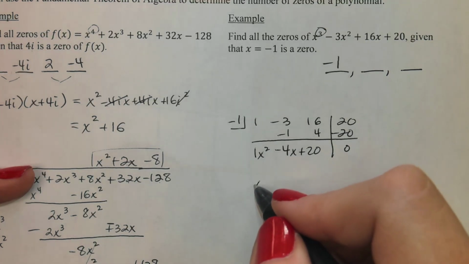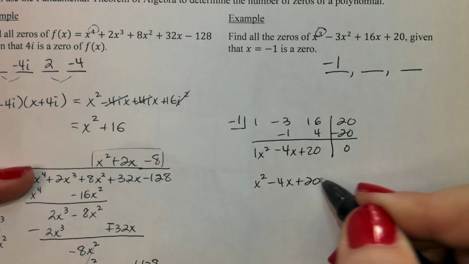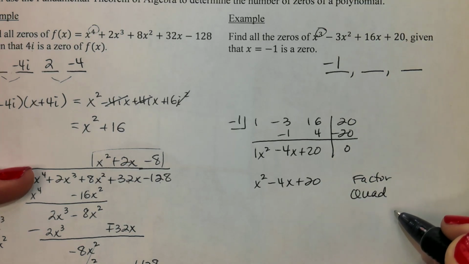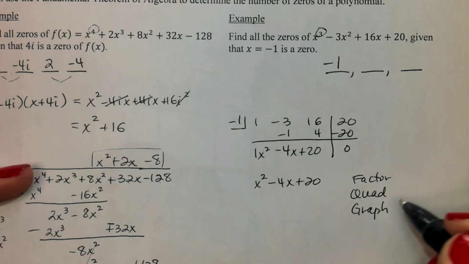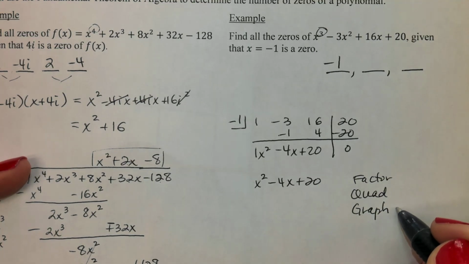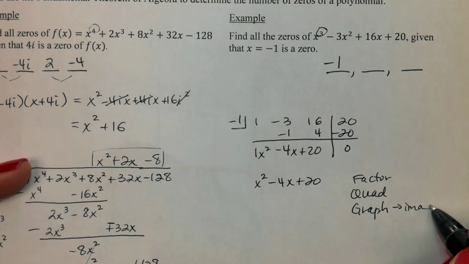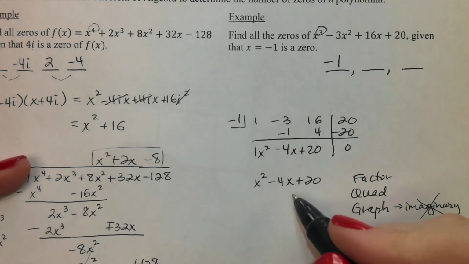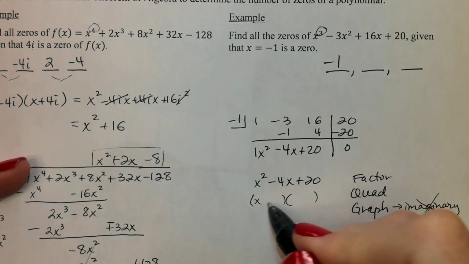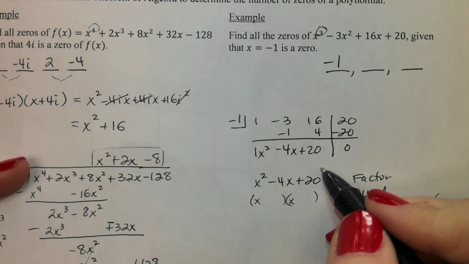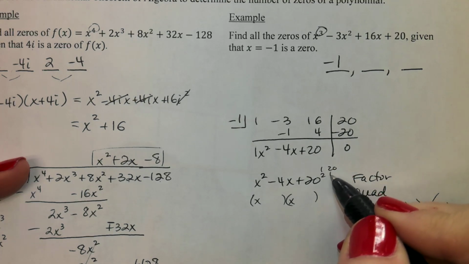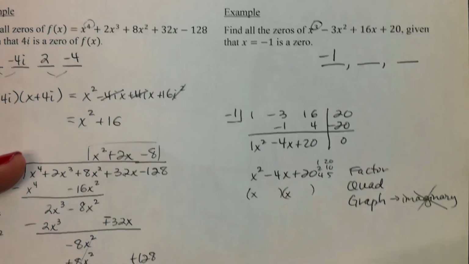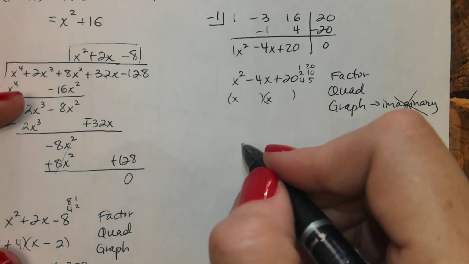I have the same 3 options. So I'm going to attempt to factor this. If that doesn't work, we can use the quadratic formula, or we could graph it to find our x-intercepts. Graphing is super tricky if you're looking for the imaginary ones. Your calculator can't do that; it can only do real. So I'm going to attempt to factor this one. I'd still have an x and an x. 20 could be 1 and 20, 2 and 10, or 4 and 5. None of those is going to get me to a 4, so factoring is not going to work. So I'm going to turn to the quadratic formula.